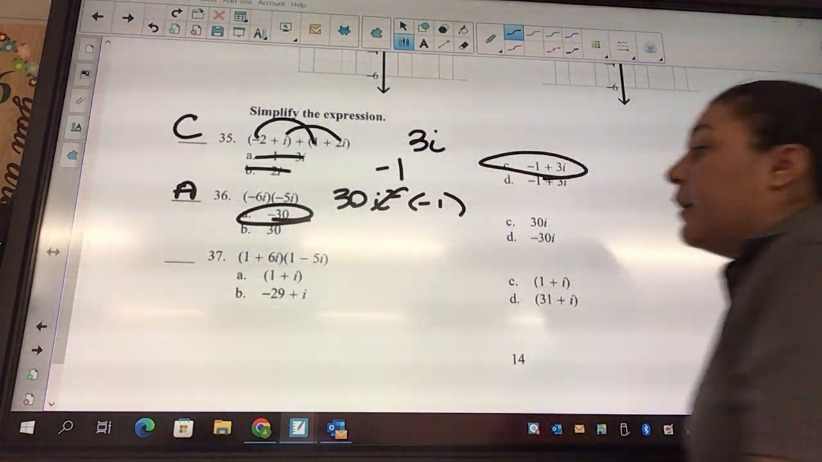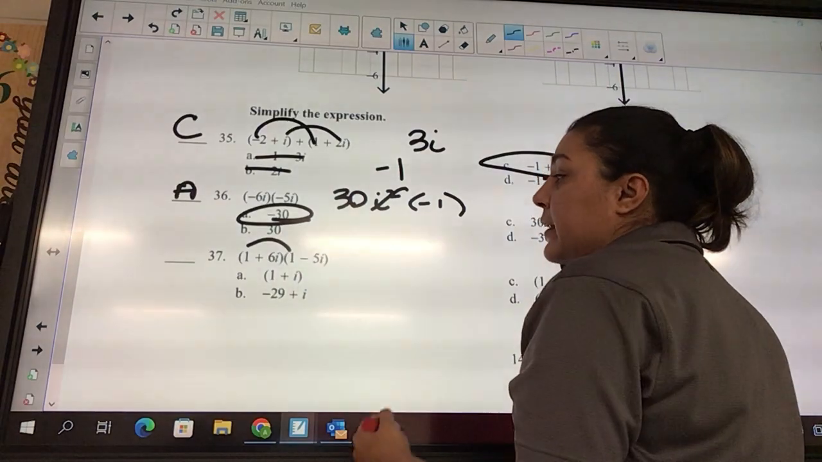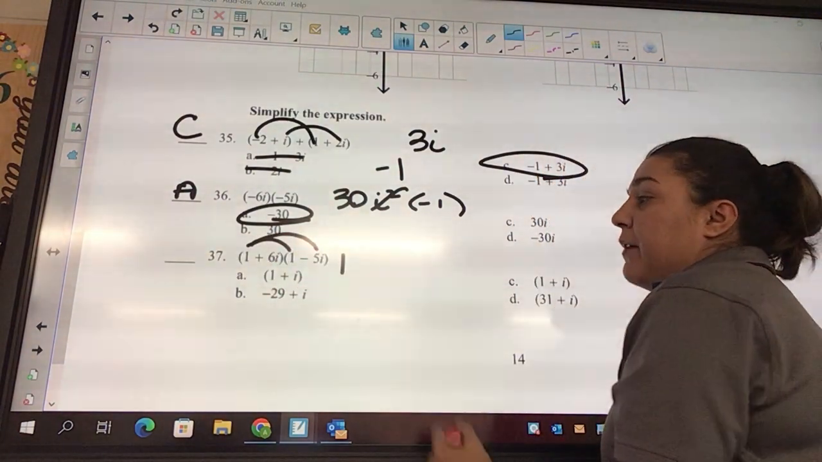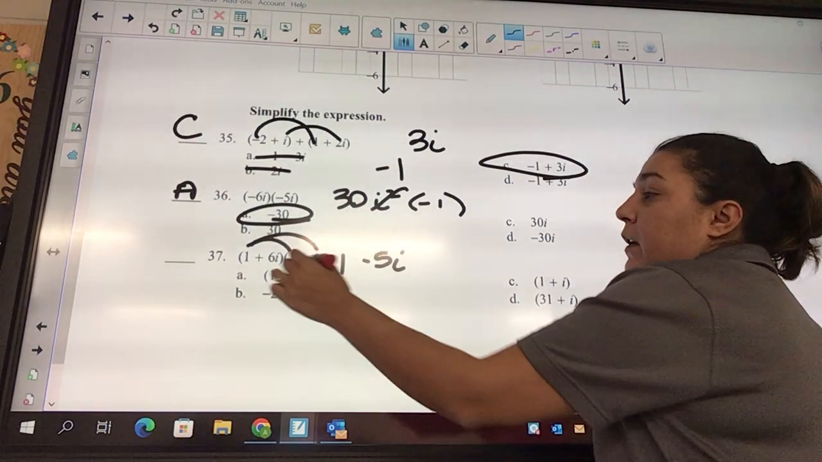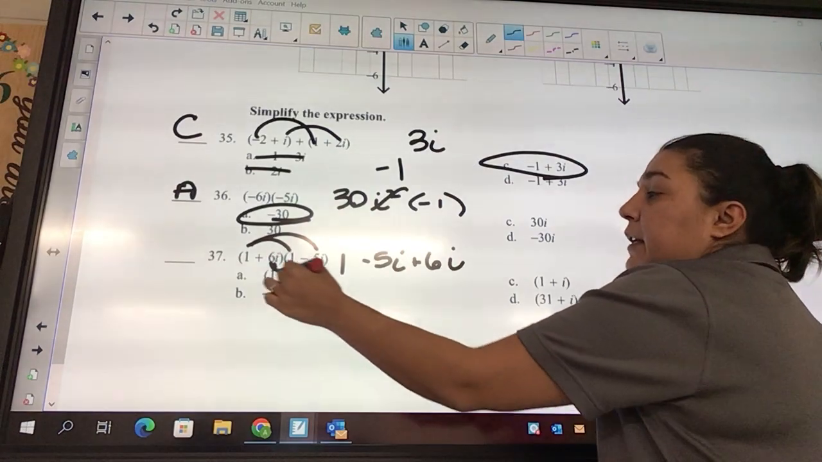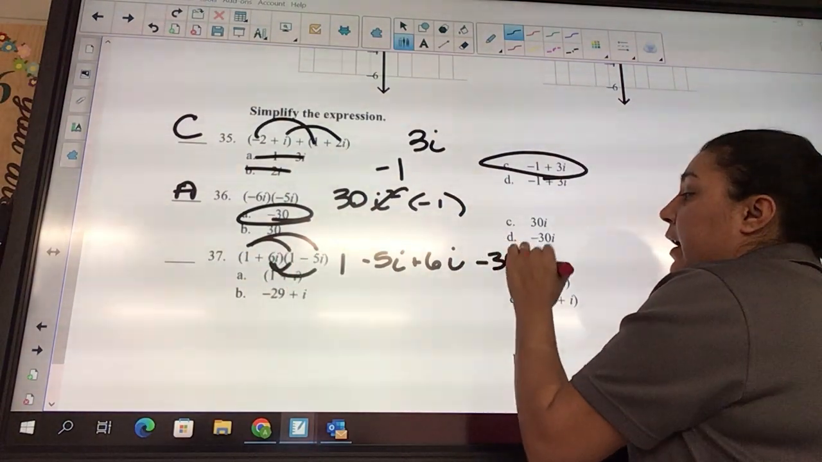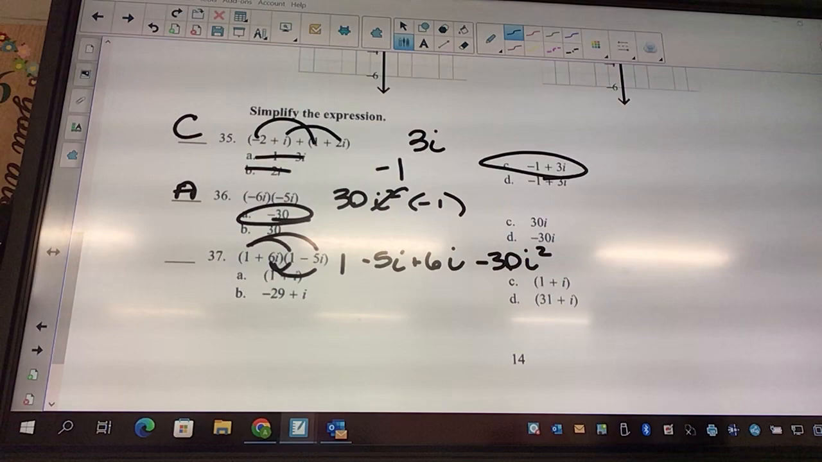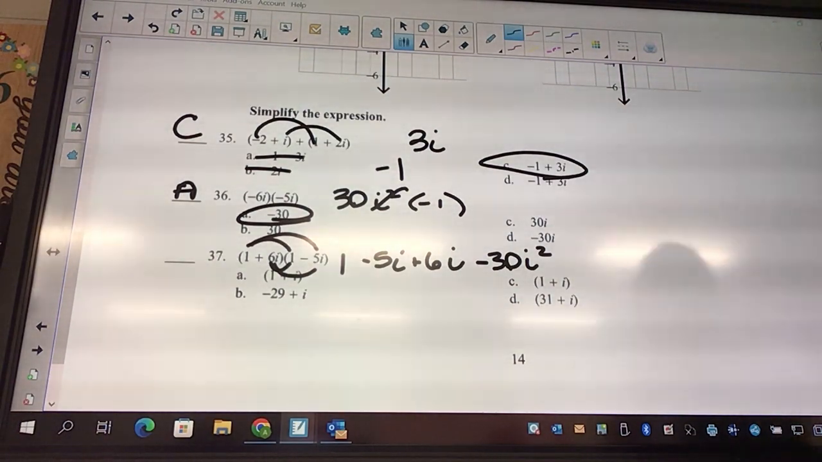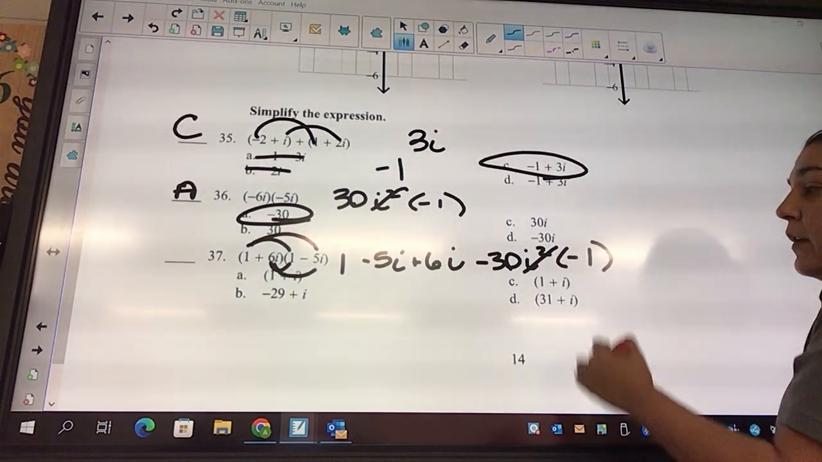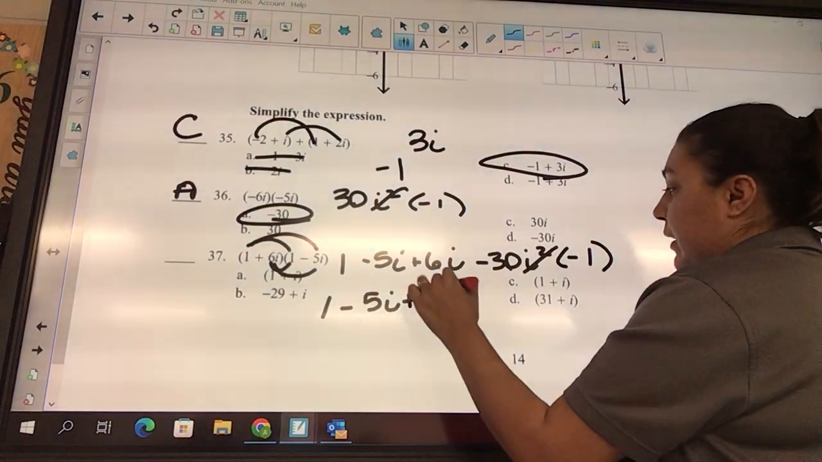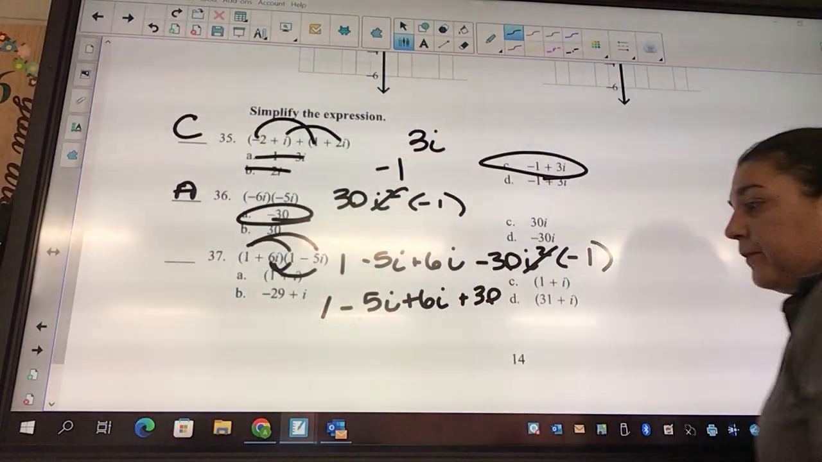37. Okay, we're going to distribute. So 1 times 1 is 1. 1 times -5i is going to be -5i. -6 times 1 is 6i. And then lastly, you're going to get -30i squared. Well, what are you going to get for the i squared? -1. So you're going to get 1 minus 5i plus 6i. It's going to be plus 30.